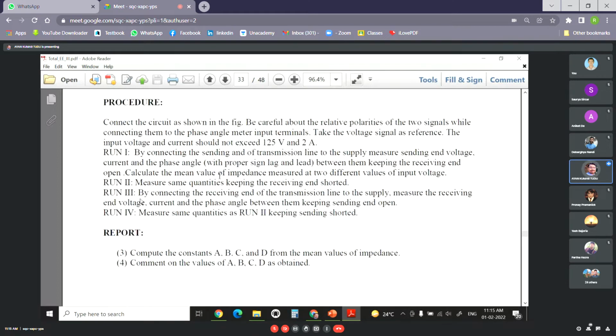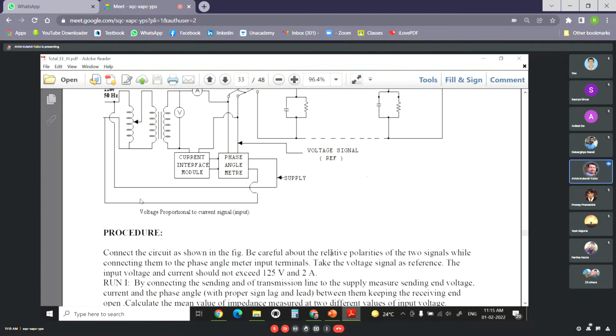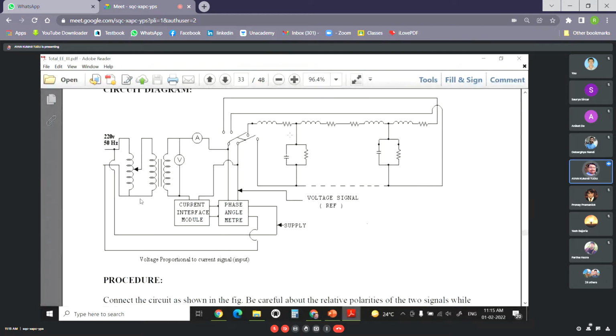So we have to connect the circuit as shown in the figure, and we have to take the voltage signal as the reference, and we will actually be taking two voltages. One would be at 75 volts, another at around 125 volts. The reason why we are taking two voltage values is that the inductors that we are using are very old, so they may have reached their saturation limit. That's why we'll be taking one voltage at a lower value, at 75 volts, and another at a higher value, at 125 volts.